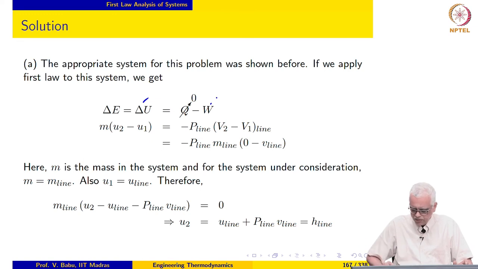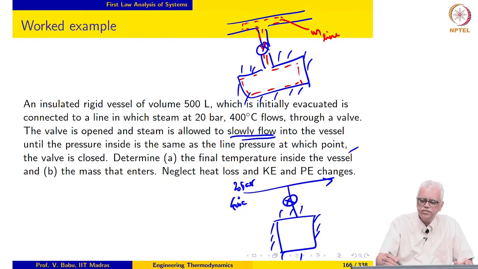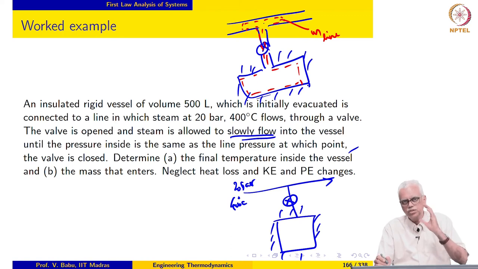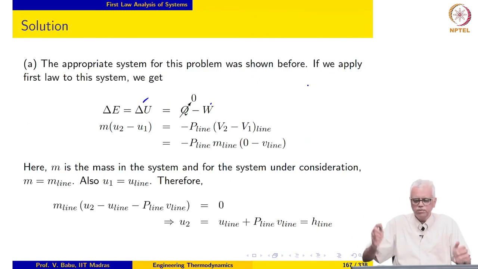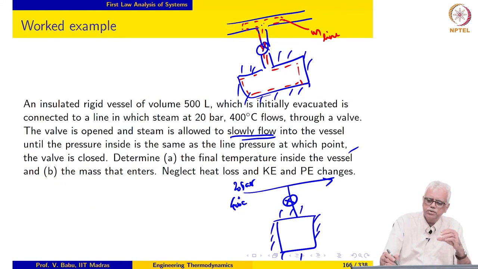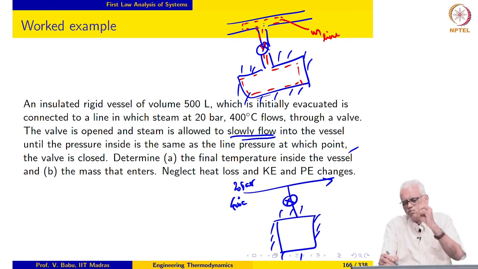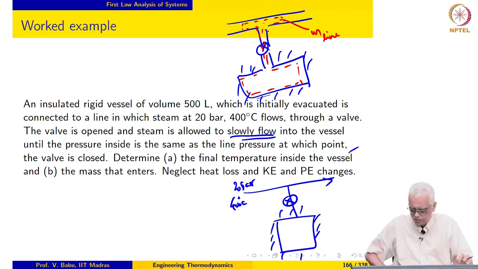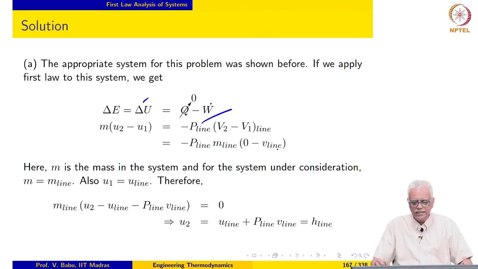Now notice that W is not 0. There is deformation in this part of the system boundary, no deformation in this part of the system boundary, but deformation in this part of the system boundary at constant pressure. Okay? So the displacement work may be evaluated quite easily. The constant pressure is nothing but P line. And as I said, the part of the system boundary in the line disappears altogether at the end of the process. So that means the volume occupied by this part of the system is 0 at the end of the process. So we end up with something like this.